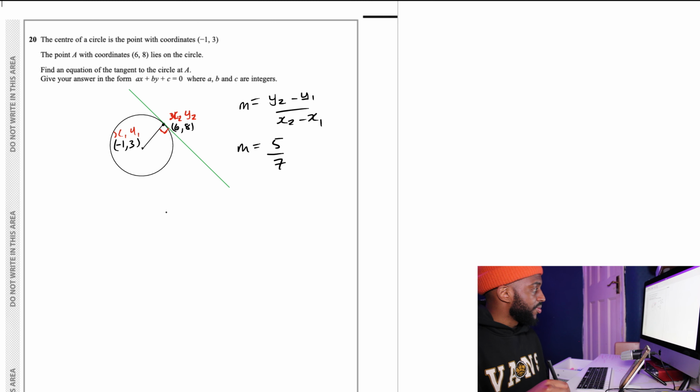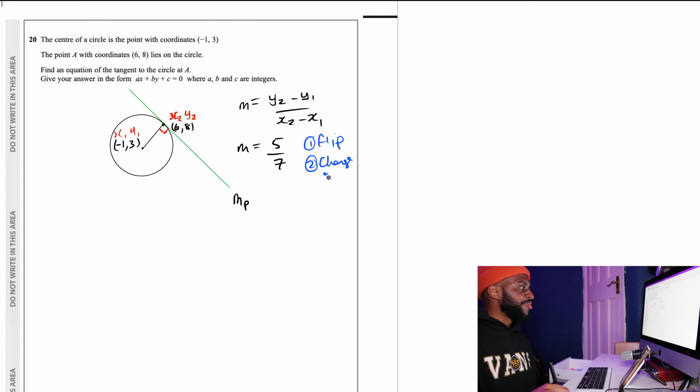But the tangent meets the radius at 90 degrees, so it's perpendicular. So we need to find the perpendicular gradient. To find the perpendicular gradient, there are 2 steps. First step is to flip the gradient, and then the next step is to change the sign. So we flip that gradient, making it 7 over 5. Second step is to change the sign, so it's currently positive. We're going to make that a negative. So negative 7 over 5.